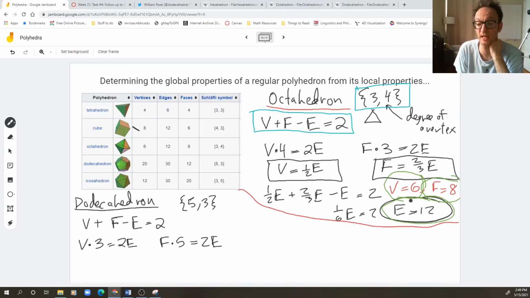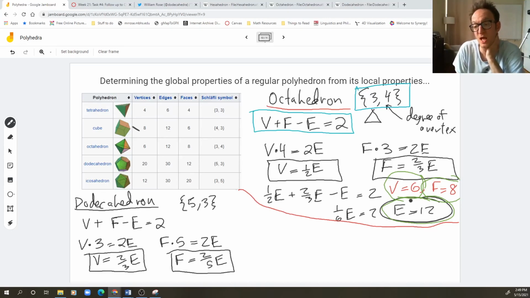And thus, for the dodecahedron, I get the following relationship, that the number of vertices is 2/3 the number of edges. And here I get that the number of faces is 2/5 times the number of edges. And now, I'll put boxes around this for symmetry. It's the exact same thing, but practice makes comfort or something. I stick these facts into Euler's formula, and then I get 2/3 times the number of edges plus 2/5 times the number of edges minus the number of edges equals 2. So now I have just a linear equation in just one variable.